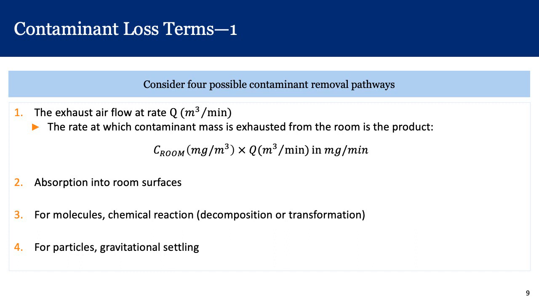We also have the possibility that some of the contaminant molecules could adsorb onto room surfaces. Number three, some of the molecules could be removed from the room air by chemical reaction, decomposition, or transformation so that that molecule no longer exists. It has converted into a different molecule. And then finally, if we are looking at airborne particles, the particles could also be removed from the room air by processes such as gravitational settling.